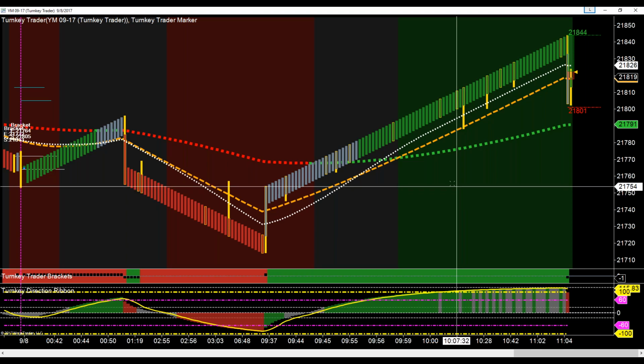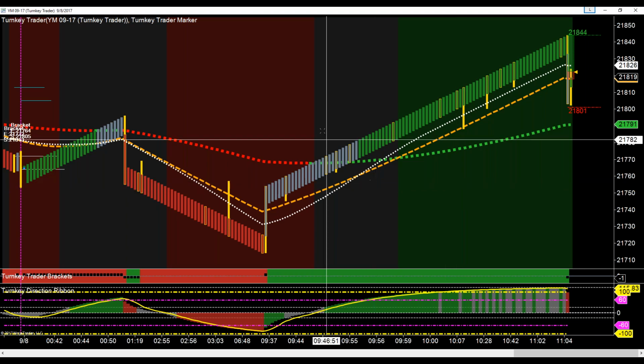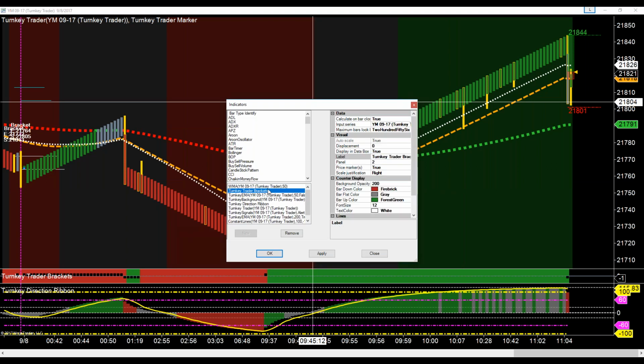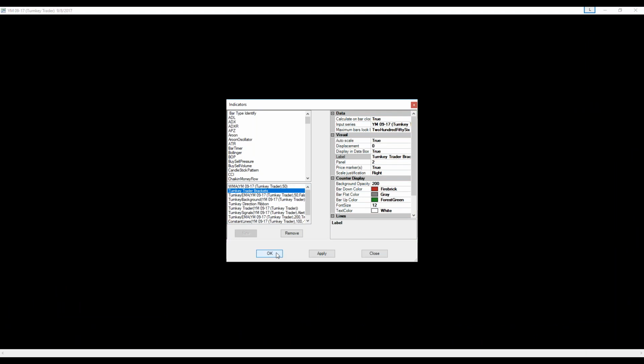David is asking if the turnkey trader brackets should be set on bar close. I actually don't recall off the top of my head. Calculate on bar close to true. Yes.